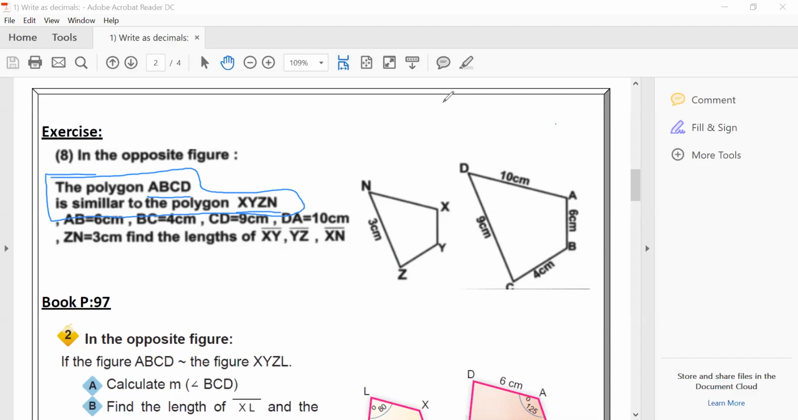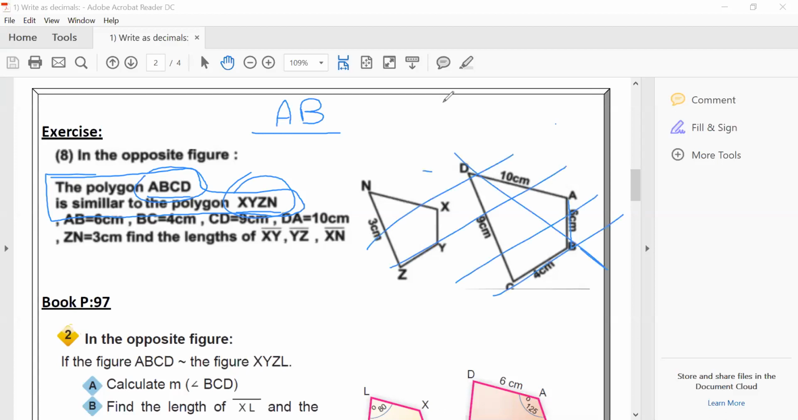I don't want any numbers now. I want to write only the proportional sides. What side in the first polygon is proportional to which side in the second one? Like what we have written from the previous one, AB over what, Mariam? AB will be proportional to which one in the second polygon? AB over XY, sorry. Don't look at the drawing. Look here.